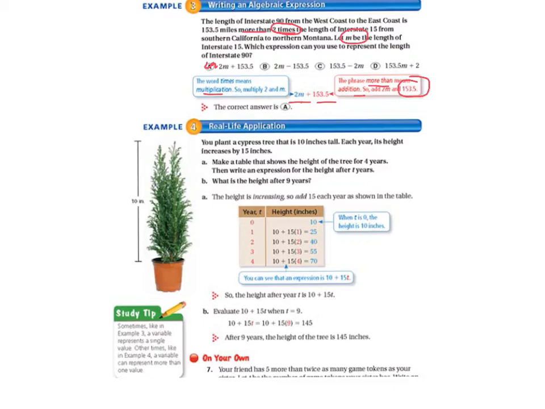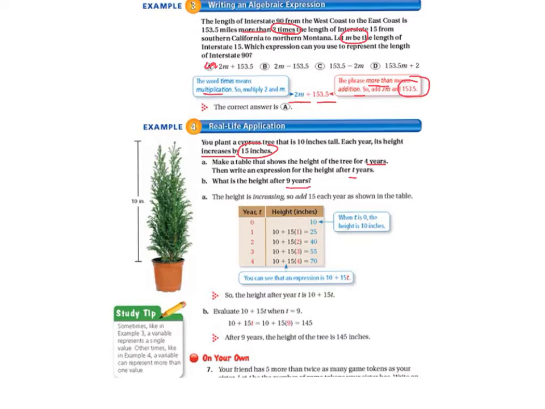And here's a real-life application for example 4. We plant a cypress tree that is 10 inches tall. Each year, its height increases by 15 inches. So it's increasing. We're going to make a table that shows the height of the tree for 4 years. Then we write an expression for the height after t years. What is the height after 9 years?